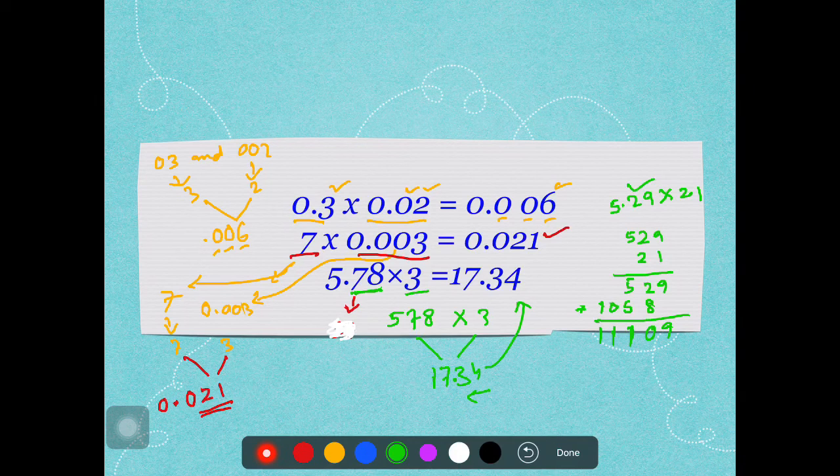Now we want to put the decimal. Here we have 2 decimal places, here we have 1 decimal place. So total 3 decimal places. So from right we shall count the number of decimal places, and it becomes 1, 2, 3. So we shall put the decimal here. It is 11.109. Okay, so the answer is 11.109. So in this way we can multiply one decimal number by another decimal number.